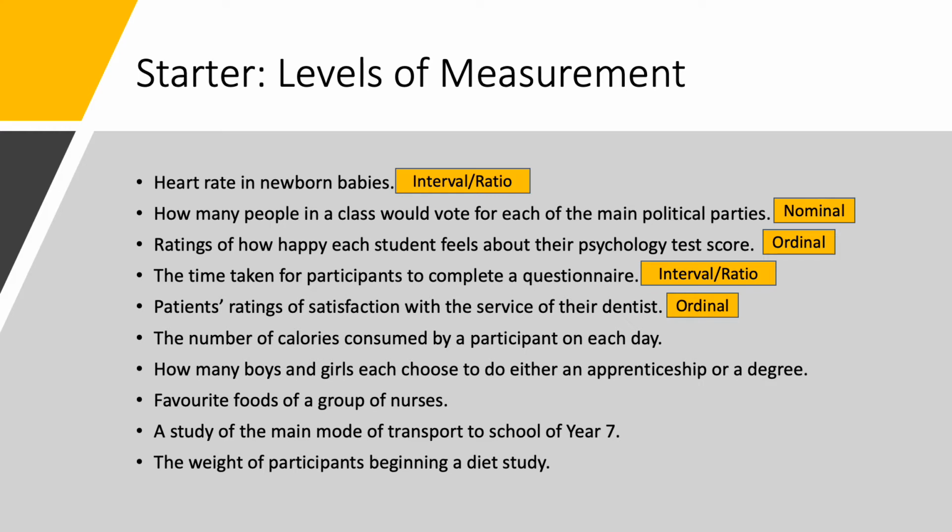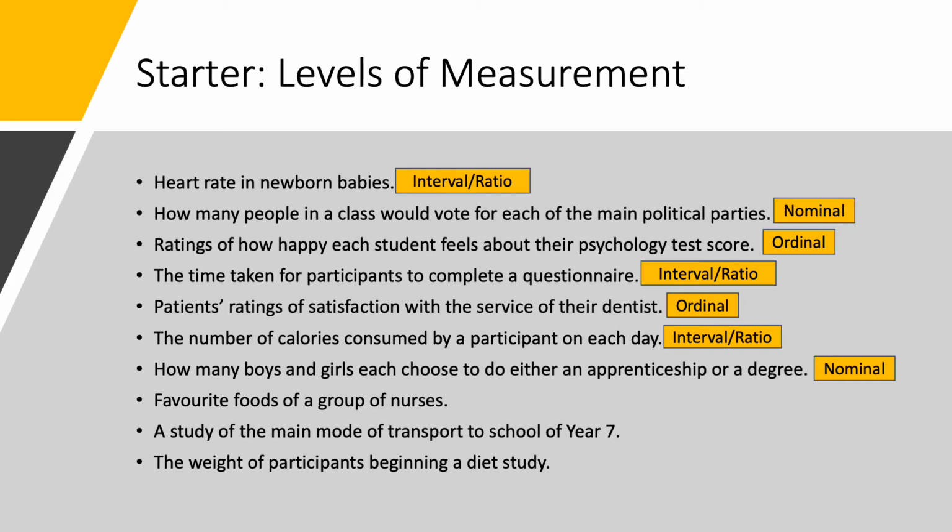It's not categorised and the difference between ratings isn't equal. The number of calories consumed by a participant on each day, interval data, because the difference from, say, 22 calories to 23 calories is the same as 24 to 25 calories. How many boys and girls each choose to do an apprenticeship or a degree? That is nominal data because we would just place apprenticeship, degree, then do a frequency count.